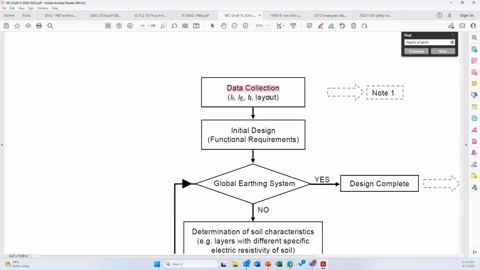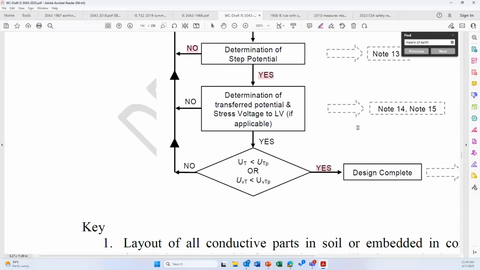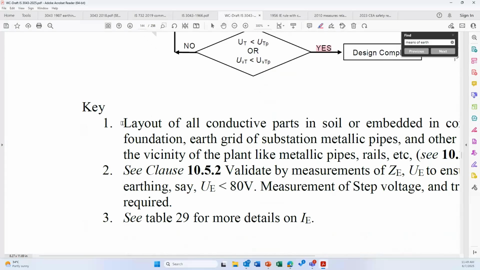TF is the disconnection time and the layout of this entire installation. This is the first data which you need to collect. We have put a note 1. Note 1 gives you information on what exactly we are talking about.